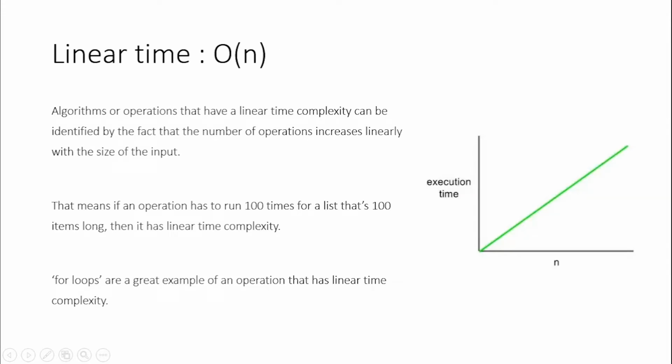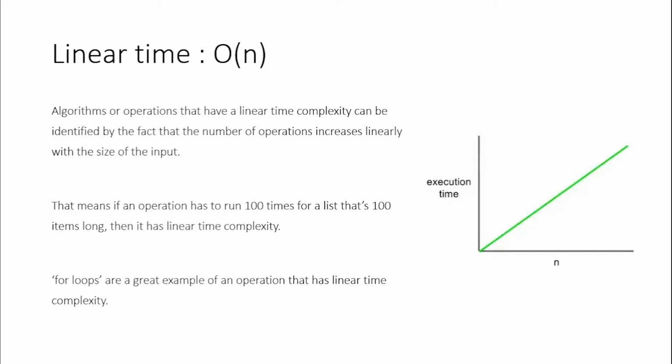Next we have linear time complexity. It is represented by capital O, and in brackets we have n. Algorithms or operations that have a linear time complexity can be identified by the fact that the number of operations increases linearly with the size of the input. That means if an operation has to run 100 times for a list that's 100 items long, then it has linear time complexity.